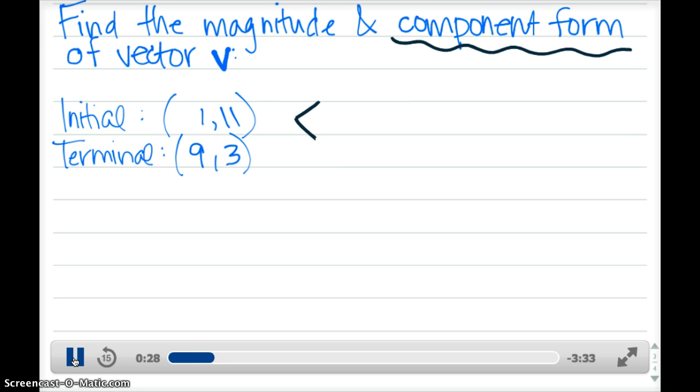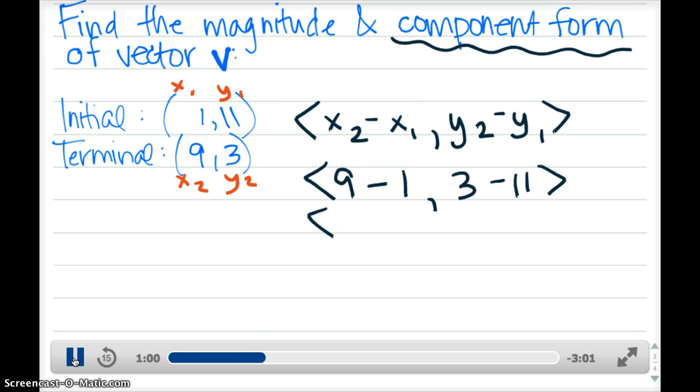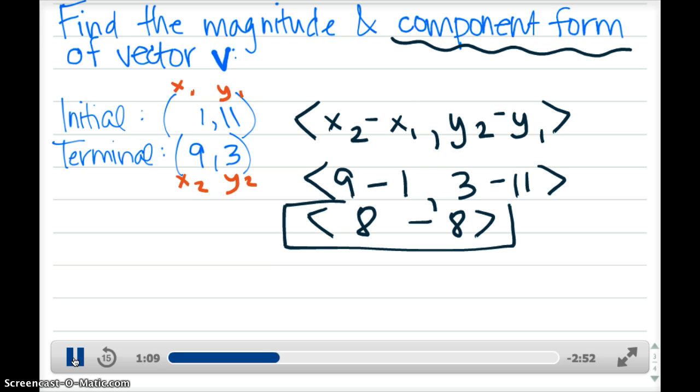So I'm going to take my fancy V-shaped brackets here, and what I want to do is calculate the horizontal change and the vertical change. And remember, today we talked about it being easier to assume the initial point had the x1 and y1 values, and the terminal point has the x2 and y2 values. So what I'm going to do is just plug in 9 minus 1, 3 minus 11. And what I end up with in my component form is a horizontal component of 8 and a vertical component of negative 8. So that's it.